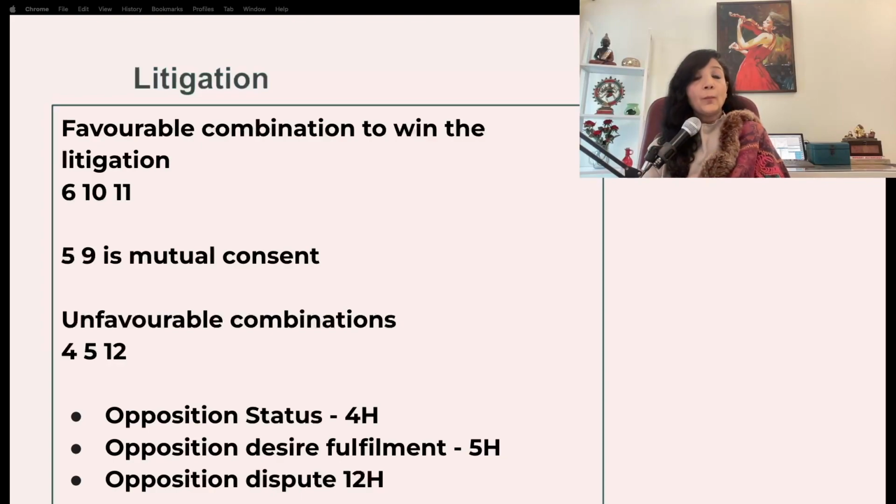And for the opponent or the other party, make a chart from the 7th house. So in this case, the 4th house is the 10th house. So this will become the government authority for the other person, 10th from 7th. The 5th house is the desire of your opponent. This is 11th from 7th. The 12th house is his court case or legal battle. This is 6th from 7th house. So if the 6th cusp shows 6, 10, 11, then you will win. If you see 4, 5, 12, then the other person will win and you will lose.